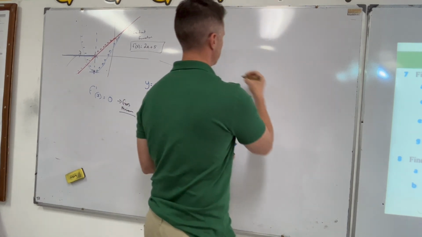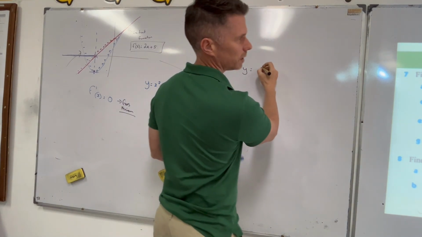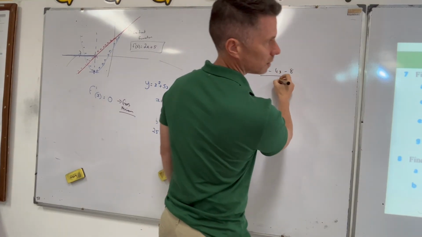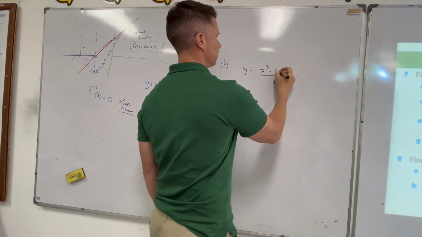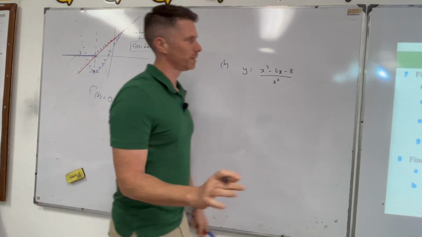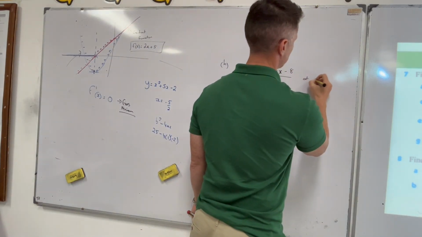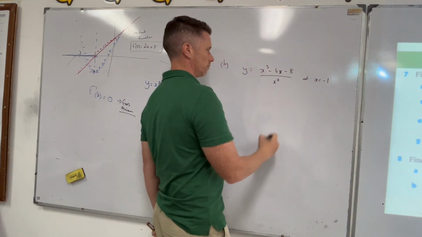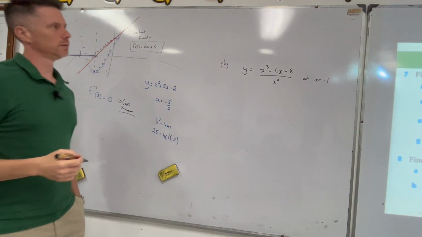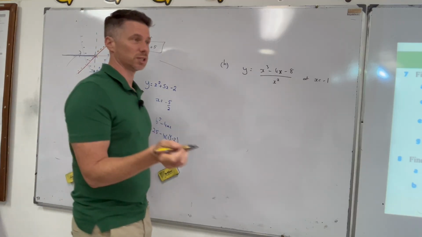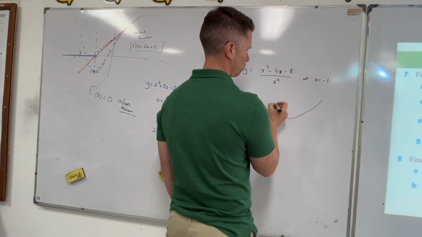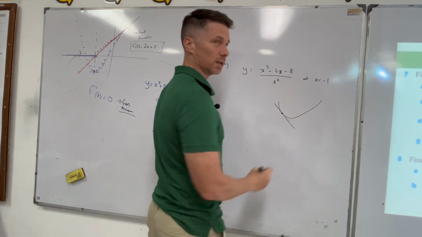All right, so let's look at h here. Here's my function: y is x cubed minus 4x minus 8 over x squared. If you've worked ahead, you might know the product rule, but we don't know the product rule yet. And at x equals minus 1. So this is some curve. I don't know what it looks like. At x equals minus 1, we just want to see how steep the tangent would be. I want to know what that tangent's going to look like.